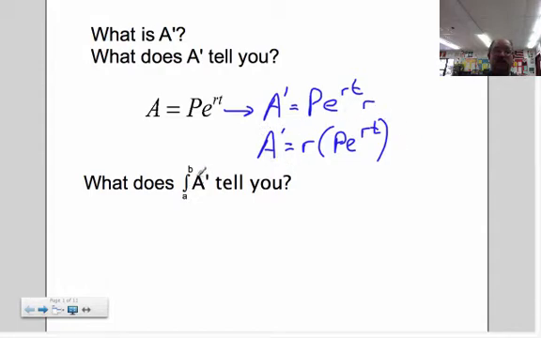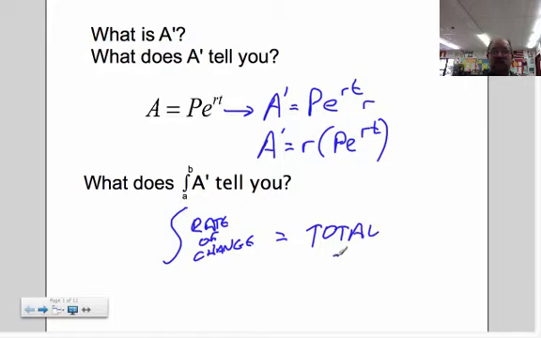What's the integral of A prime going to tell you? So the integral of a derivative. Okay, the integral of the rate of change. If we integrate a rate of change, we get the total change.